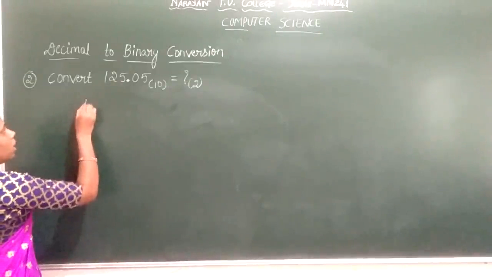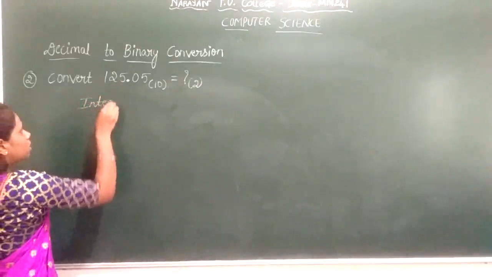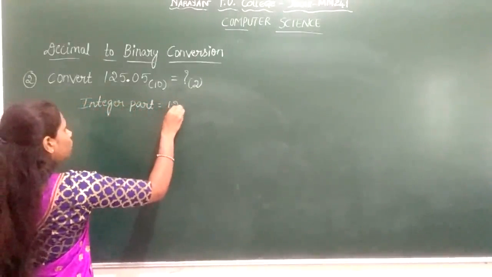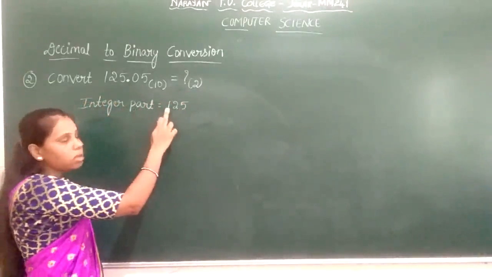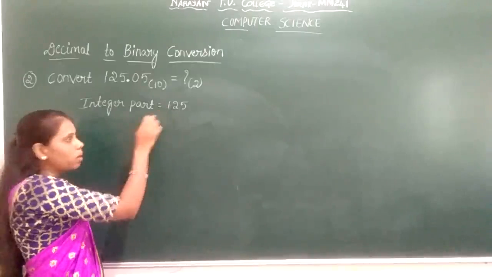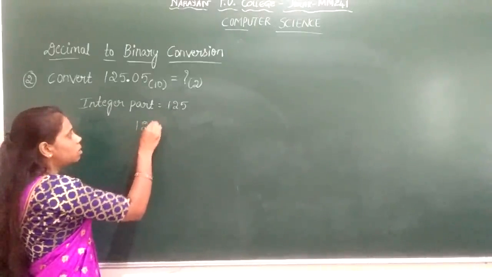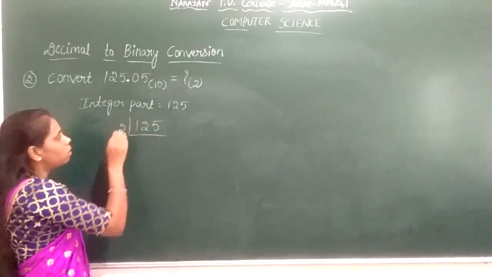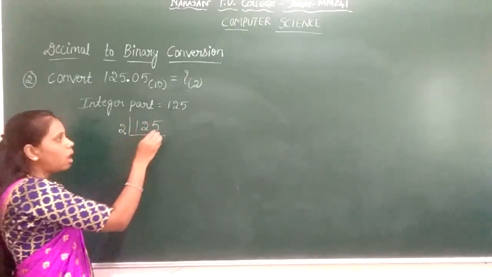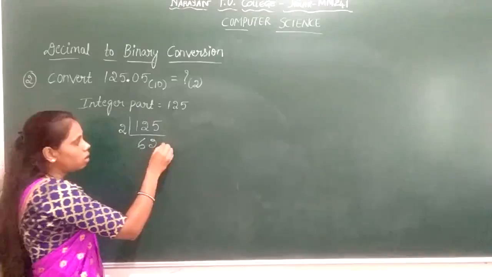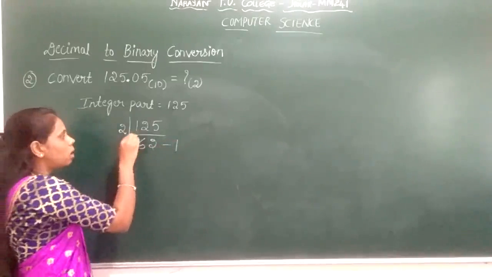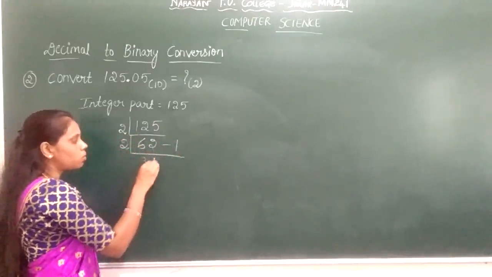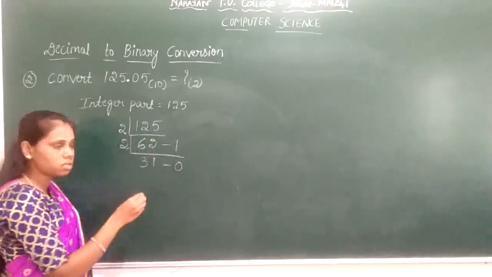Now take the integer part as separate. See what is the integer part? The integer part is 125. Now you need to divide this integer part by 2. Now what is the number? The number is 125. Divide this number by 2. Now 2 6s are 12 and 2 2s are 4. The remainder is 1. Again divided by 2. 2 3s are 6, 2 1s are 2. The remainder will be 0.